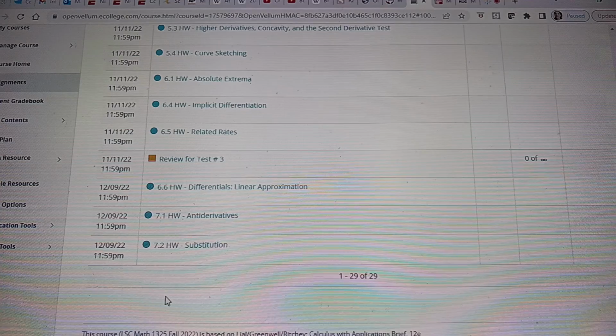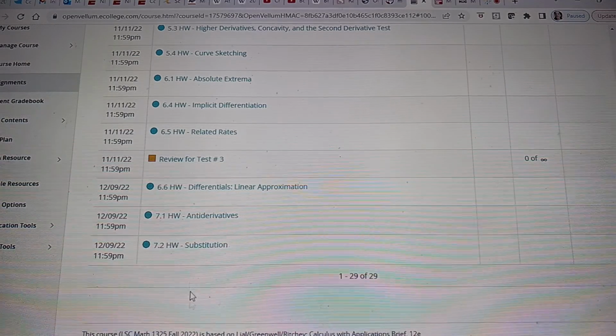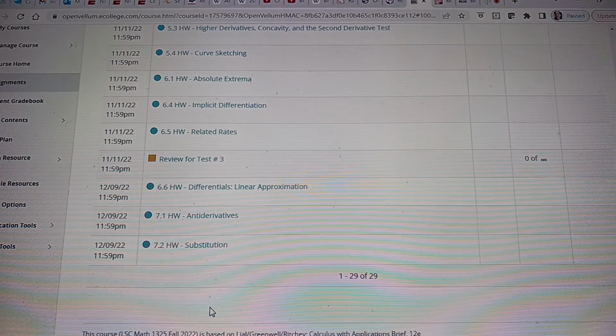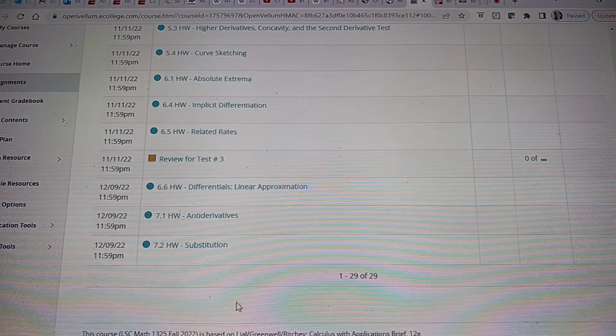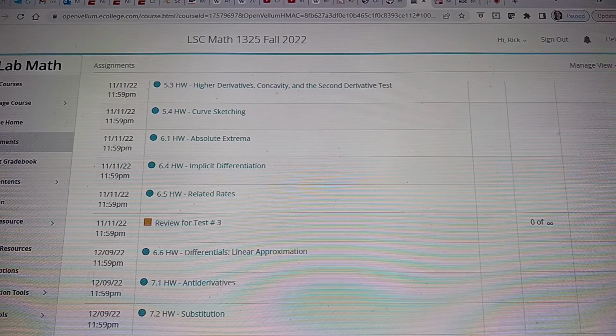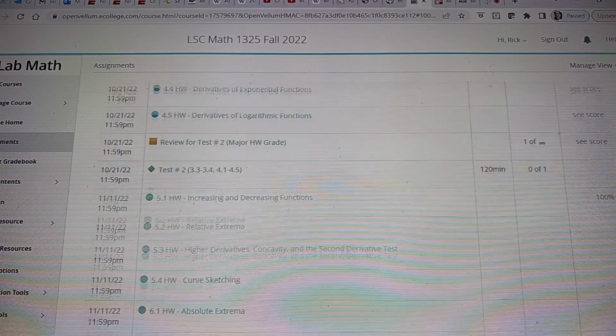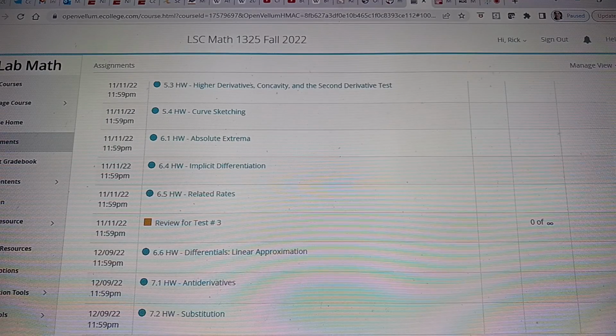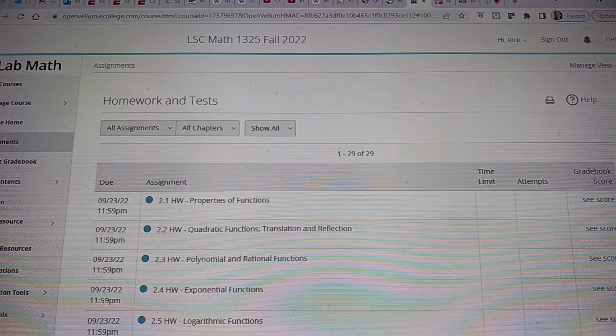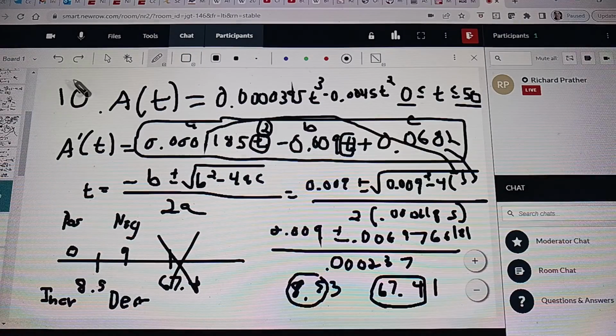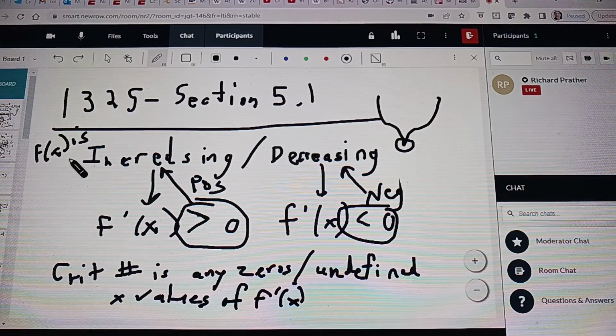So there's only 3 more assignments that you can't see yet, and then there'll be one last review and test, and then there'll be a review and a final also. So I'm still quite ahead of what you need at this point, and I'll be adding these other ones in soon. So that's it for section 5.1.